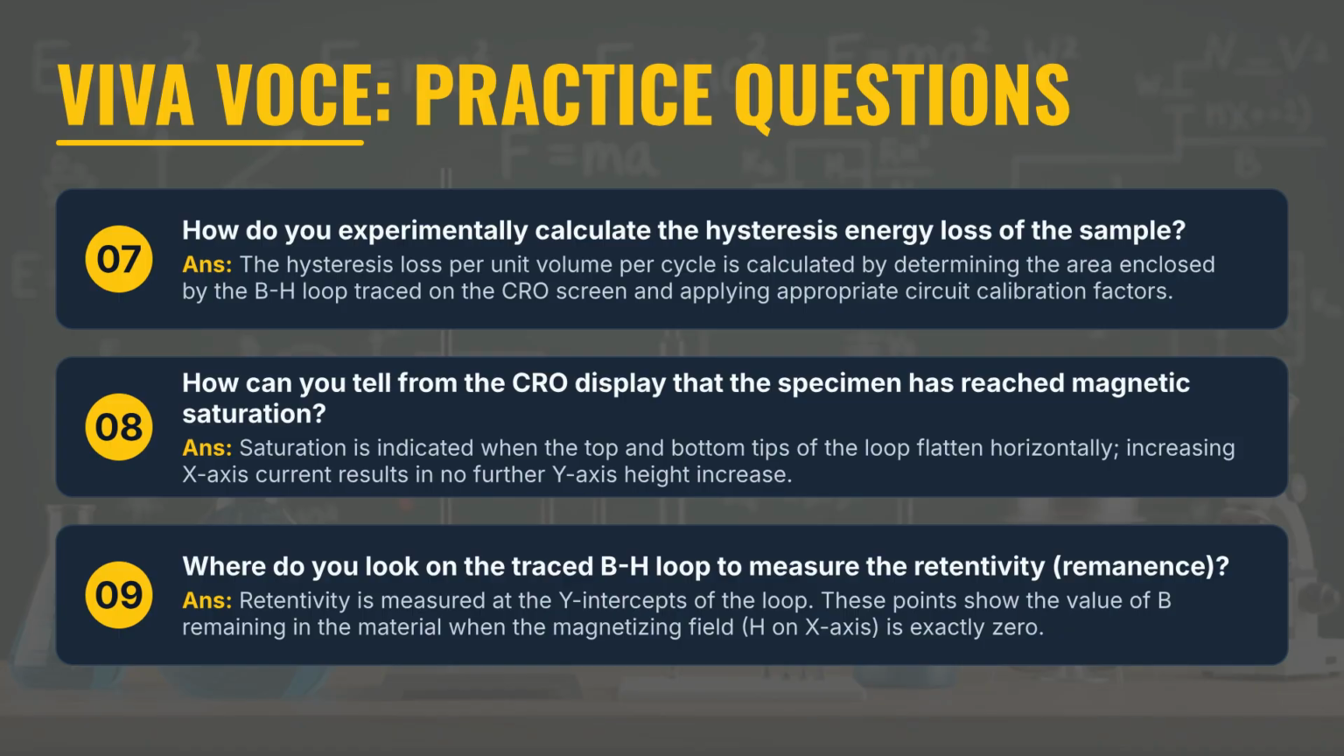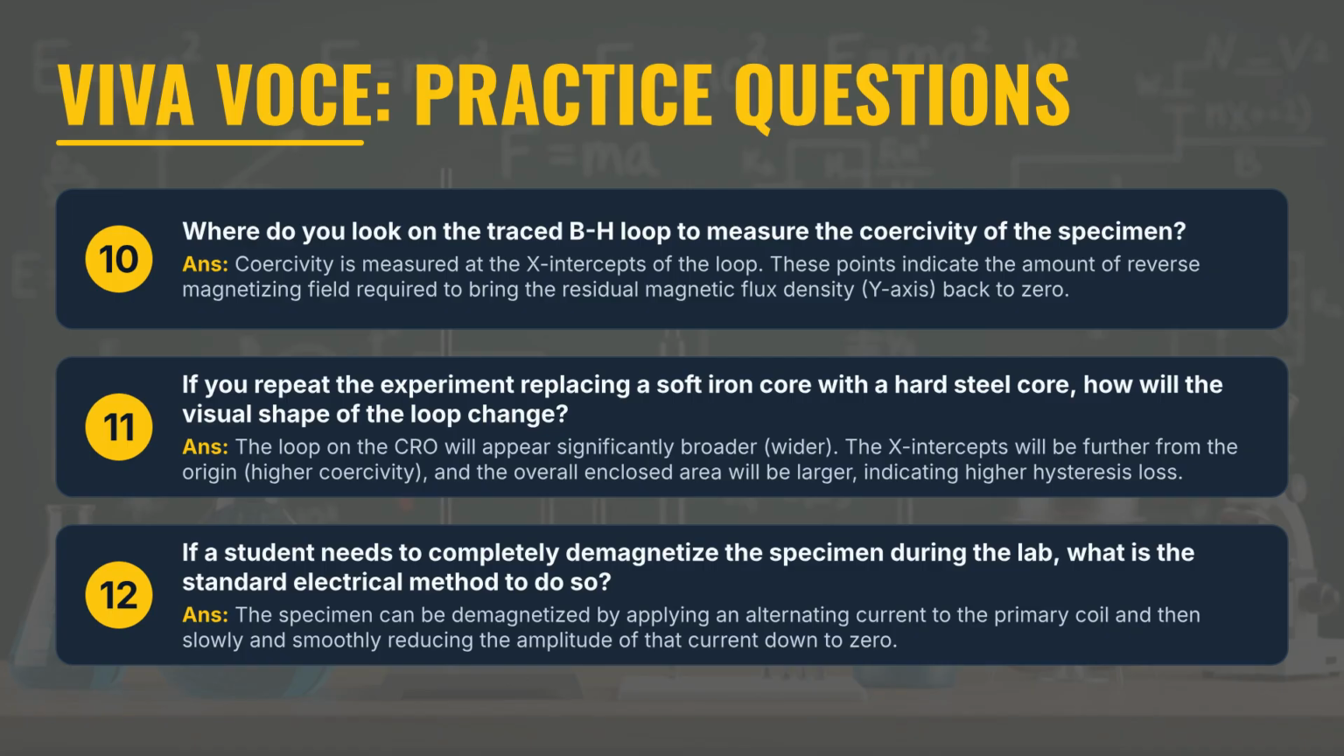Magnetic saturation is indicated when the top and bottom tips of the loop flatten horizontally. Retentivity is measured at the y-intercepts, representing the residual B when H is 0. Coercivity is measured at the x-intercepts, which is the reverse field required to zero the residual flux density.